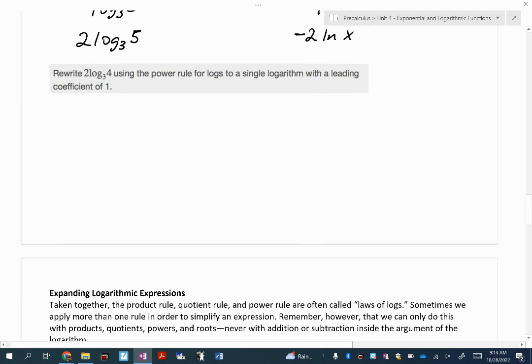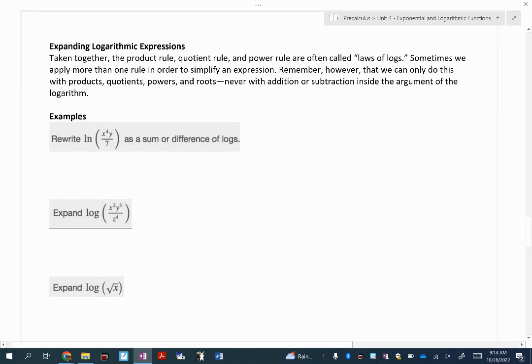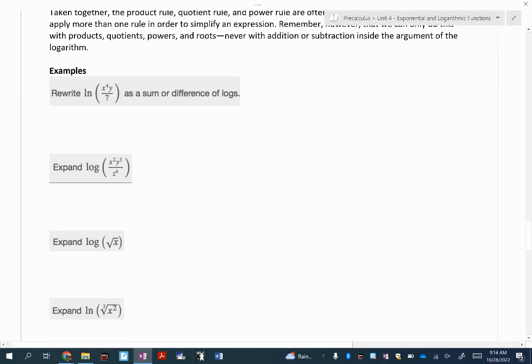Now this one is just saying to go the other way, to move this 2 and make it a power up there. So log base 3 of 4 squared, and 4 squared is going to be log base 3 of 16. So you can go both directions. Okay, let's do some problems on only expanding, and then after we finish that, we'll do problems on only condensing, so you can see the work you'll have to do.